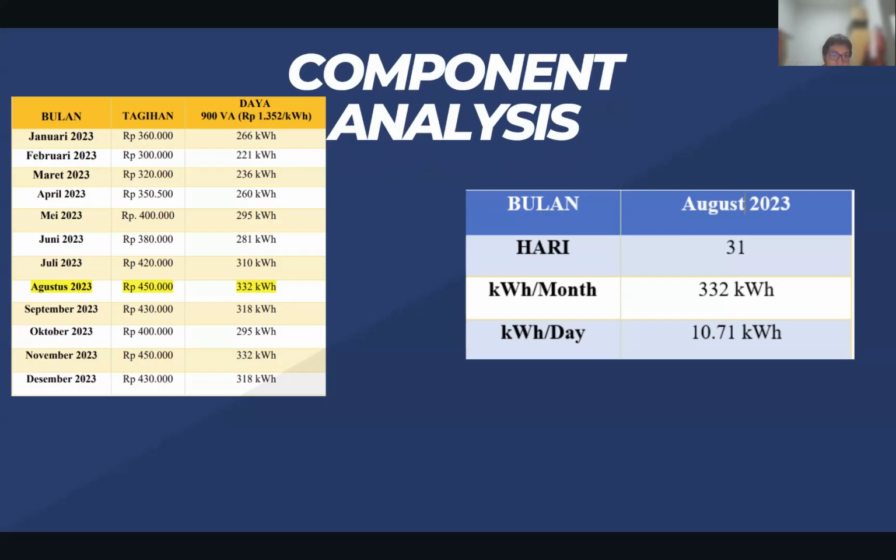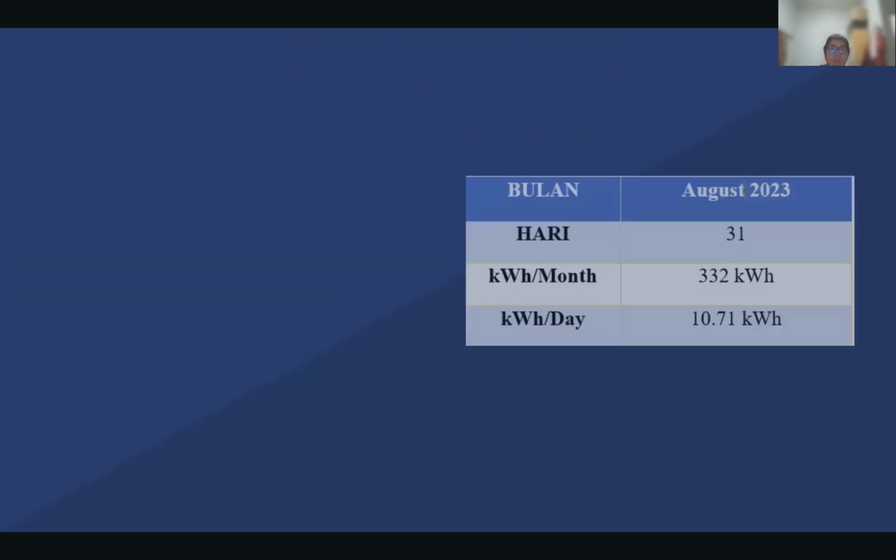And we know that the energy used a month is, in my case, 332 kilowatt hour. And you divide it by 31, so you get 10,710 kilowatt hours per day. After you've done that, we can know the watt peak and how much PV we have to have, so our house can use solar panel with this formulation.